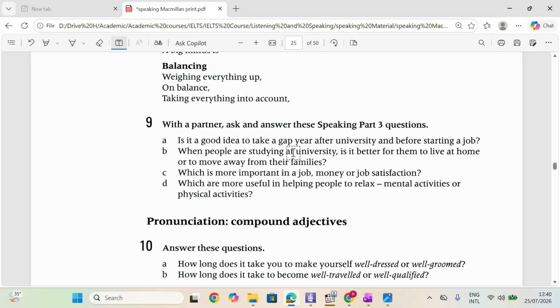Some people, after finishing secondary school, prefer to take a gap year before starting university. It's like taking a break, right? Yeah, but most people who took a break for a year regret it then. They regret it. So you discuss that. Is it a good idea to take a gap year or not? That's a kind of discussion. You express your point of view.